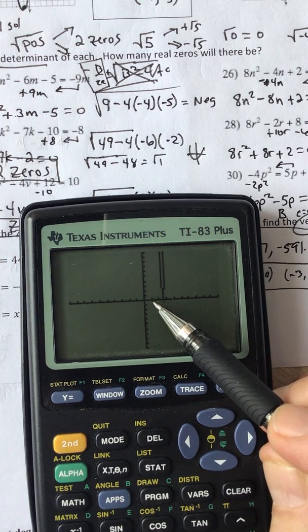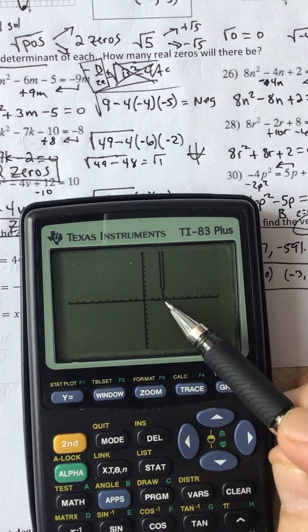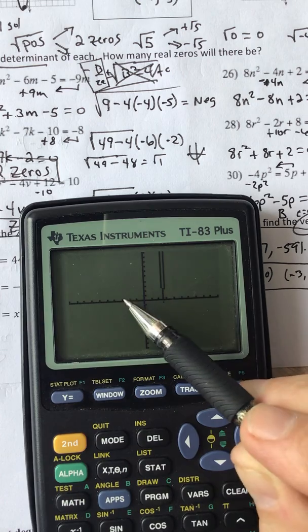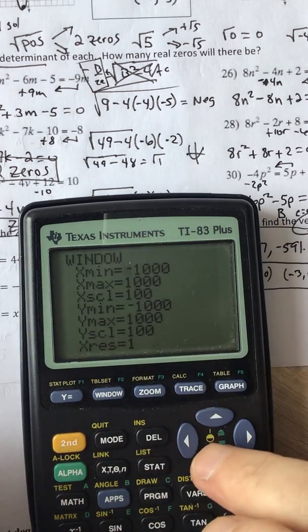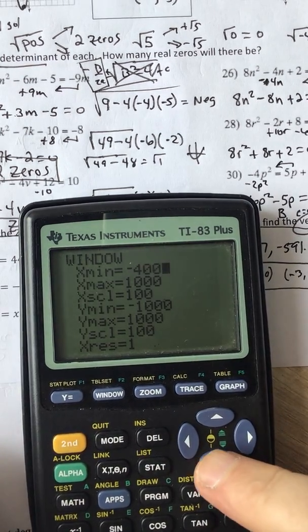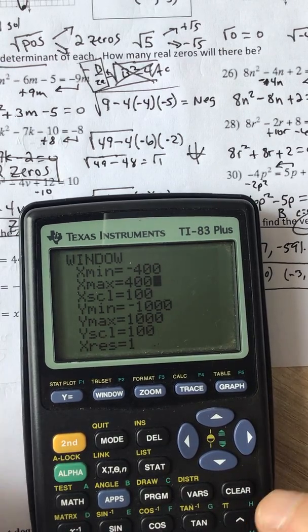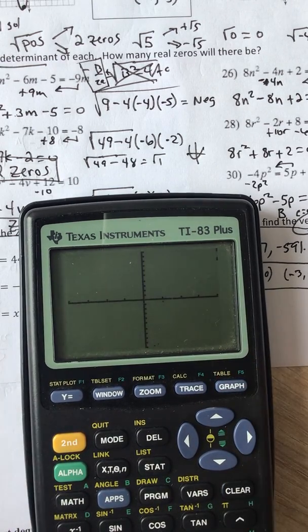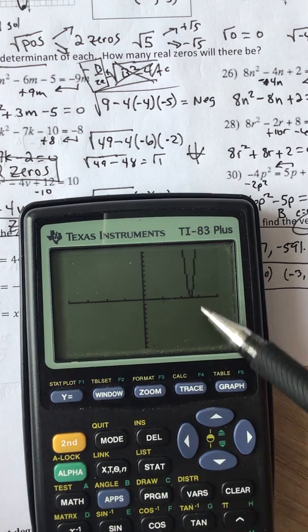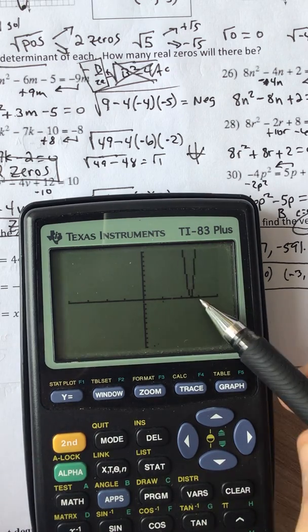Remember I counted by hundreds, 100, 200, 300. I probably could have gotten away with 400 to 400. So I think I'll do that. I think I'll go on the x-axis, -400 to +400. That'll just make it easier to see. So there it is. Same problem.